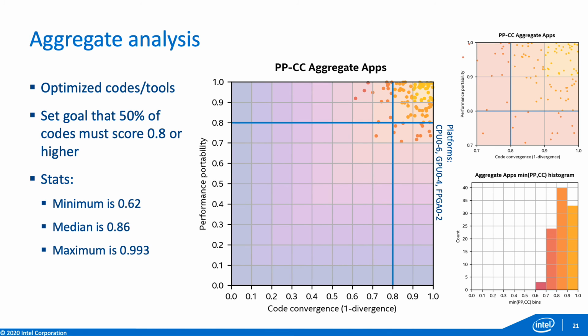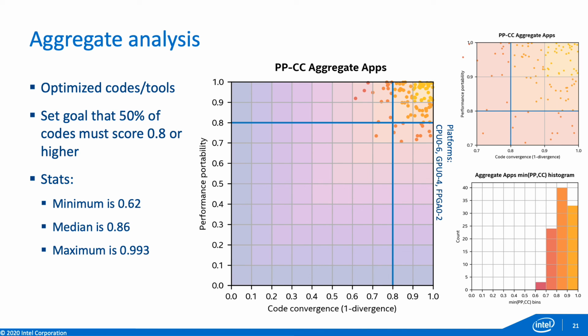Let's say we want to set a goal. Let's say, and this is similar to the sorts of goals that we've been setting inside Intel to track these things, let's set a goal that 50% of our codes have to have a score of 0.8 or higher in this minimum metric. And then let's say that, for example, we've done some work on the tools, we've done some work on the codes, and we've improved things quite a bit. So this is the same code. These are the same codes that have been improved, either through tool improvements or through code improvements.